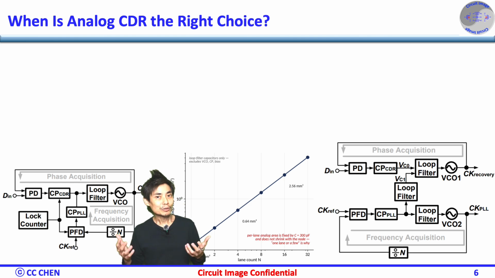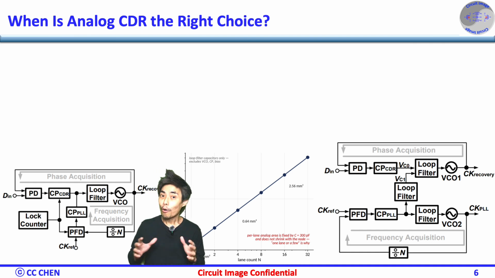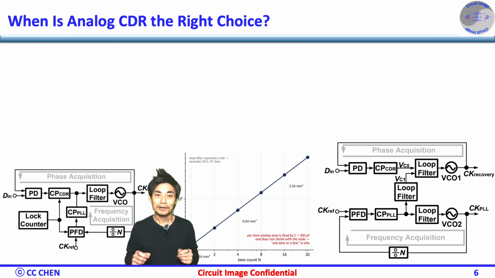This can be especially true in an older process technology, where the digital logic may consume more area and power than it would in an advanced node. Analog CDR may also be attractive when very low latency is the top priority.